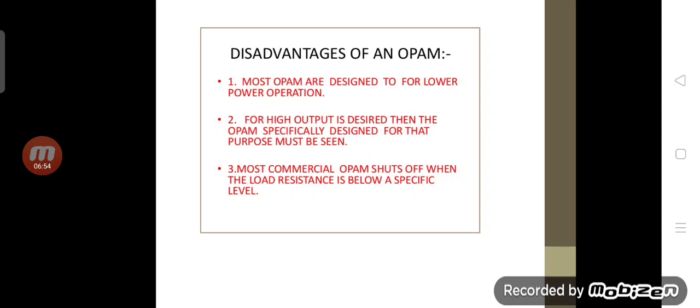Disadvantages. First, most op-amps are designed for lower power operation. Second, if a high output is required, then an op-amp specifically designed for that purpose must be used. Third, most commercial op-amps shut off when the load resistance is below a specific level.